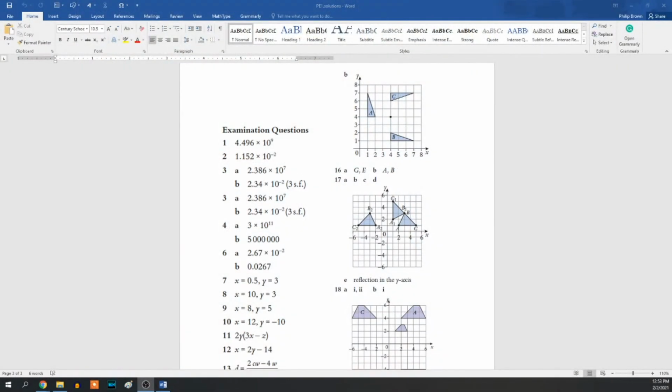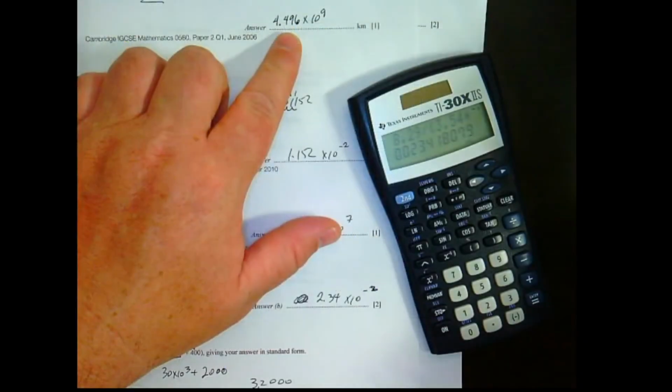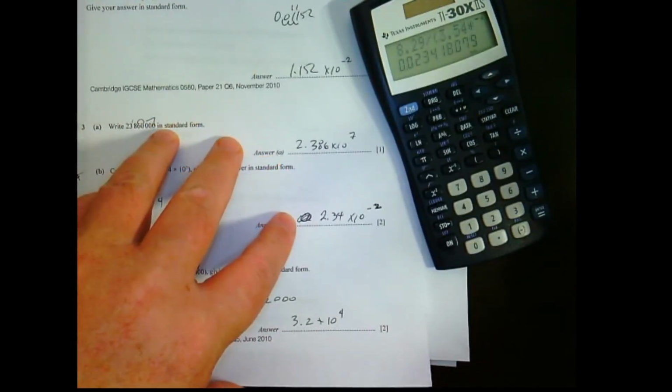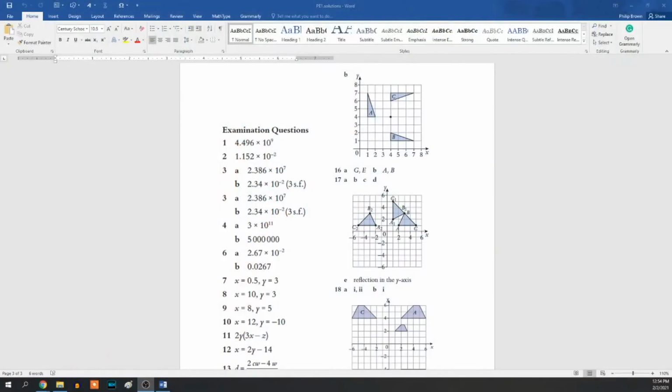Hey, let's go ahead and grade this first page since we're at it right here. For number 1, 4.496 times 10 to the power of 9. We are good there. Number 2, 1.152 times 10 to the power of negative 2. We are good there. Number 3, 2.386 times 10 to the power of 7. Man, I was not feeling confident with this because normally it's stuff like this where I make mistakes. It makes me upset. But anyway, 2.34 times 10 to the negative 2.